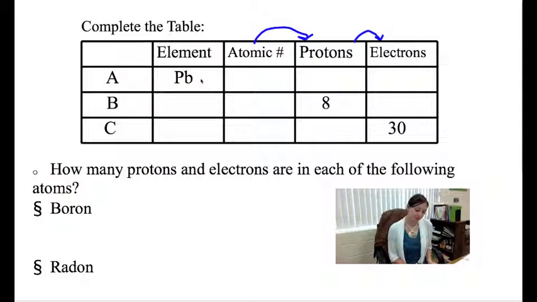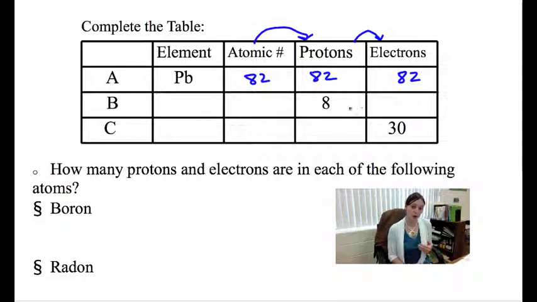So for lead, look up lead on the periodic table. And what you should find is that it's down there in the lower right-hand corner. It is number 82. So if 82 is the atomic number, that means that I have 82 protons and 82 electrons.